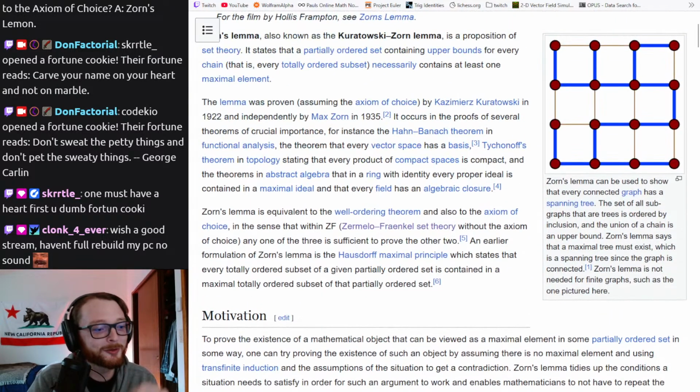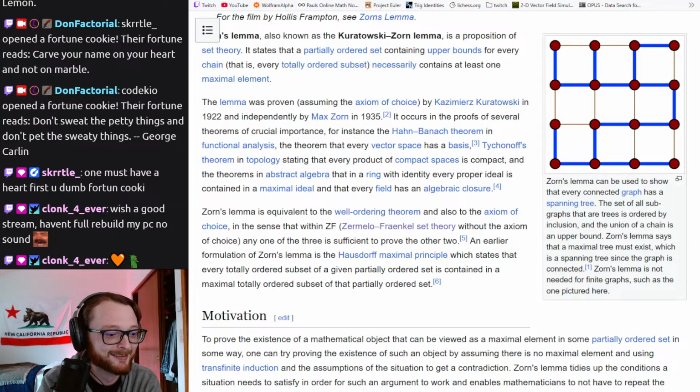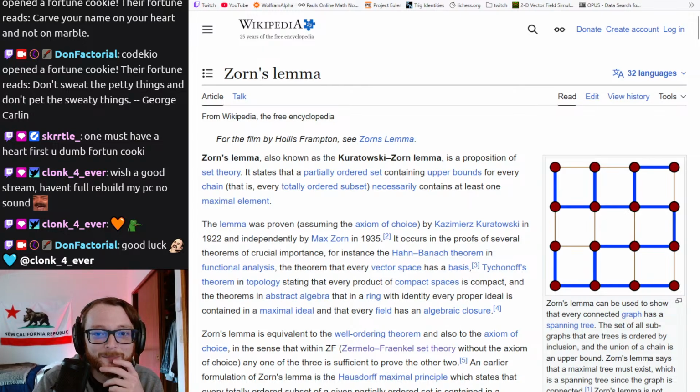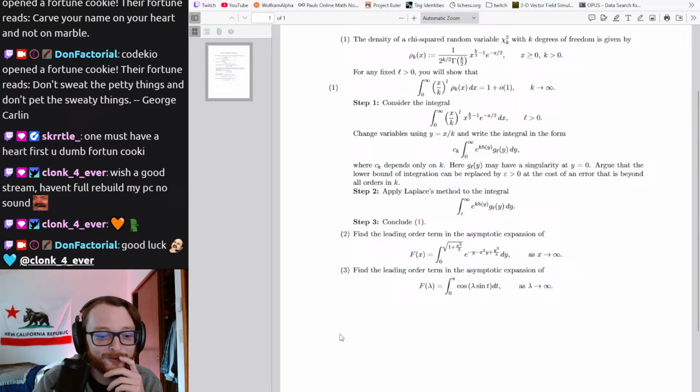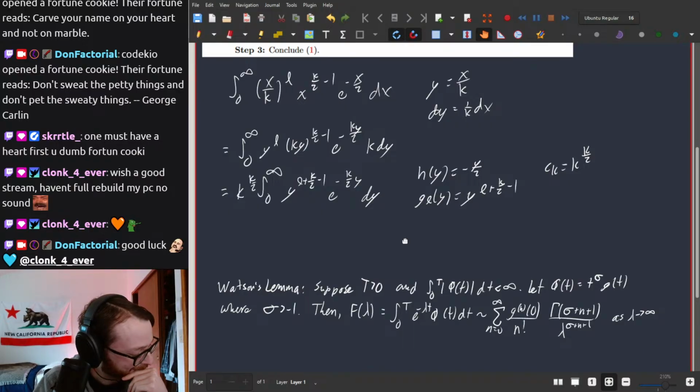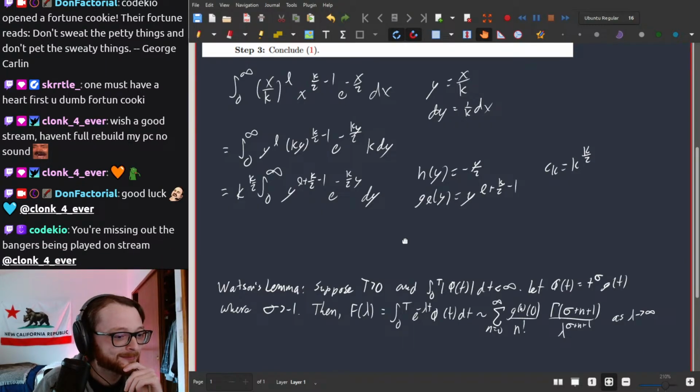Yep. Oh, you're rebuilding your PC? Oh my god, no sound. Let me type to Clonk. I'm still so surprised that there's a math fortune in there. It's not even a fortune, it's just a joke, but it's funny. And the bangers.